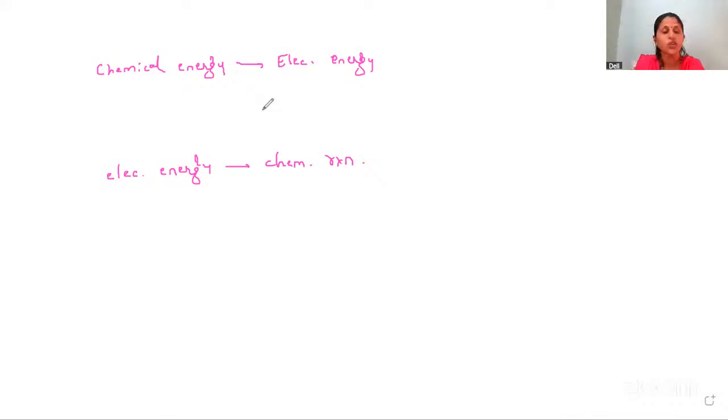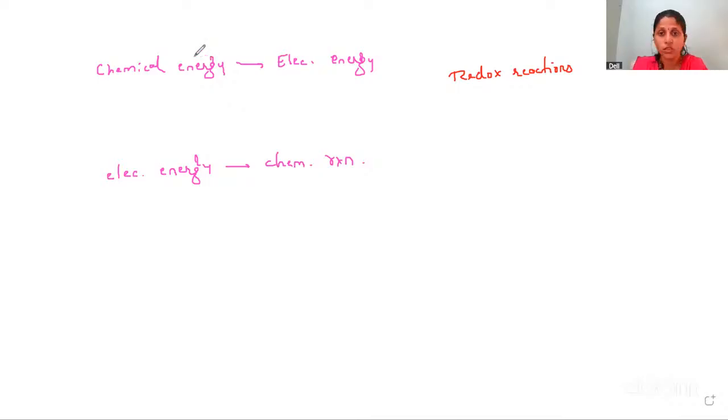So what is the basis of these changes occurring? What are the basics? The basics of these two changes are redox reactions. Now please don't ask me what redox reactions are, because you have already learned about redox reactions in your lower class, class 11. You can have a look there.